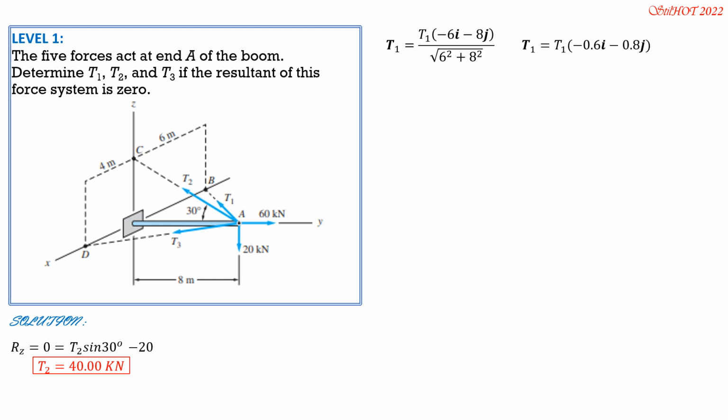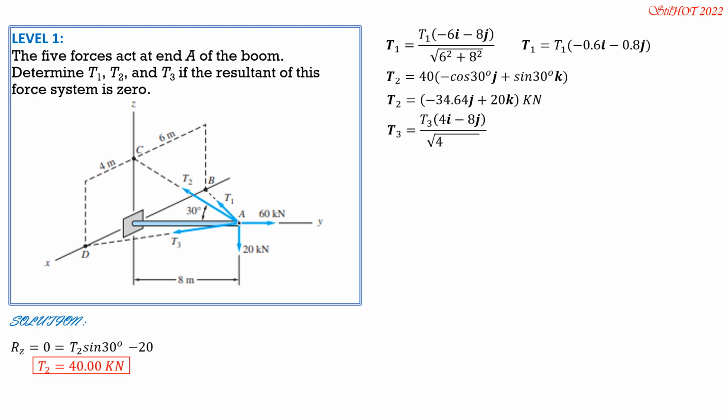T2, which we have already solved in vector form, is equal to 40 quantity negative cosine of 30 degrees j along y and positive sine 30 degrees k along z. So simplifying, T sub 2 is negative 34.64 j plus 20k kilonewtons. Then T3, directed forward and leftward, is magnitude of T3 quantity 4i minus 8j over square root of 4 square plus 8 square. So simplifying, it is magnitude of T3 times 0.4472i minus 0.8944j.